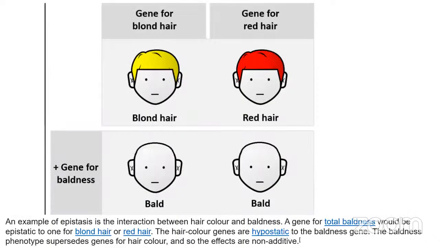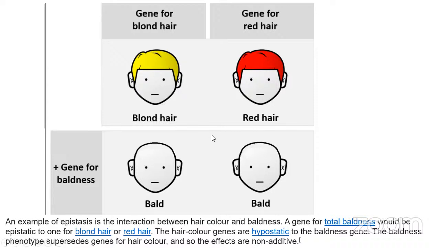Take the example of hair color. You might have known that some people have hair color white, green or red. So the genes for hair color might regulate the color of the hair. But take another scenario. Some people have hair on their head and some people don't. They are called bald people.